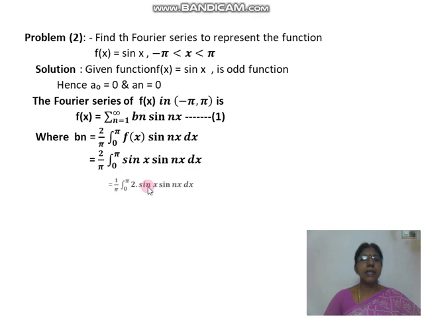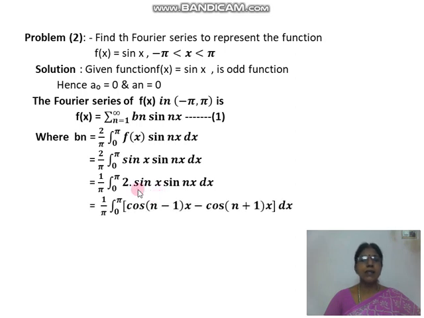It can be written as 1 by pi, 2 లోపల తీసుకెళ్ళండి, integral 2 sin x sin nx dx. This is in the form of 2 sin a sin b. 2 sin a sin b means cos a minus b minus cos a plus b. In place of a, x అనుకోండి, in place of b, nx అనుకోండి. This formula 2 sin a sin b is cos a minus b minus cos a plus b.